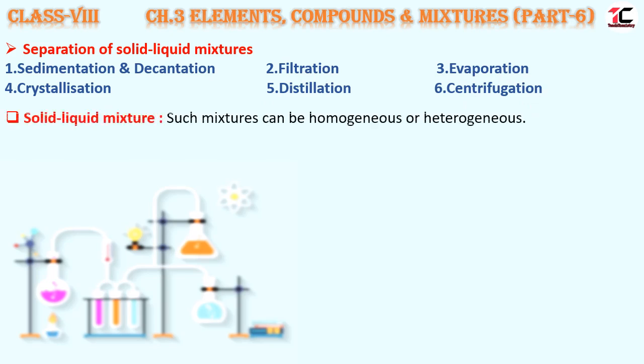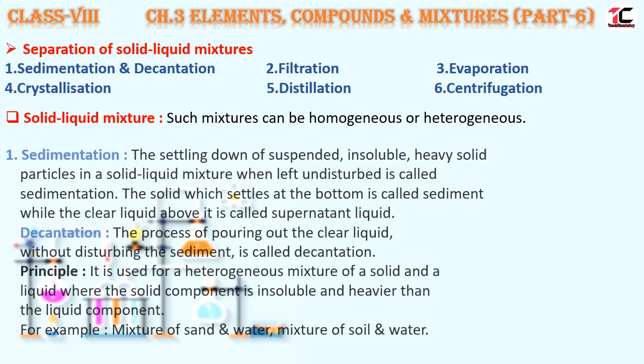First of all, let us see which type of mixture is a solid liquid mixture. Such mixtures can be homogeneous or heterogeneous. That is solid liquid mixture. It can be homogeneous as well as heterogeneous. Let us start with the first process, sedimentation cum decantation.